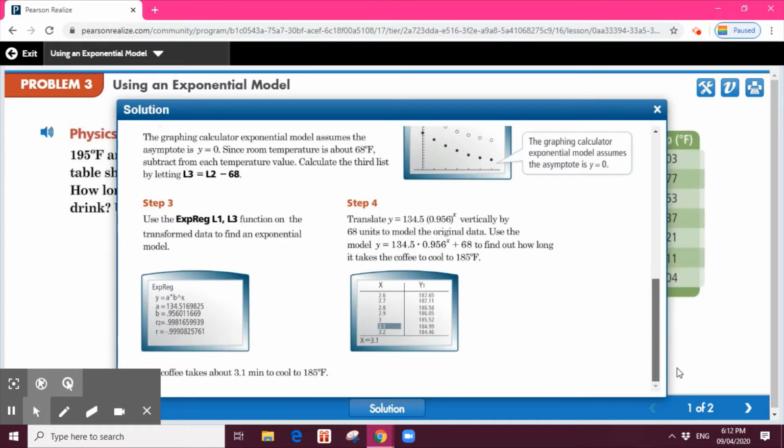And step 4. Translate y equals 134.5 times 0.956 to the x power vertically by 68 units to model the original data. Use the model y equals 134.5 times 0.956 to the x power plus 68 to find how long it takes the coffee to cool to 185 degrees Fahrenheit. So the coffee takes about 3.1 minutes to cool to 185 degrees Fahrenheit.